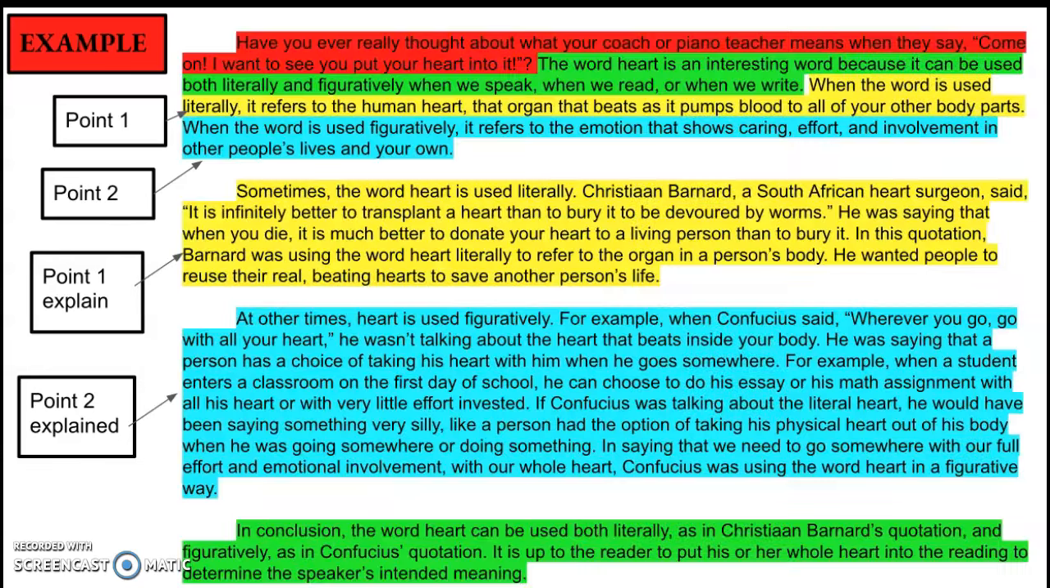The fourth paragraph is the conclusion. It's green. In the heart essay, it restates point 1 and 2 and explains how a reader determines the meaning of quotation. Remember, we've been learning about informative writing.